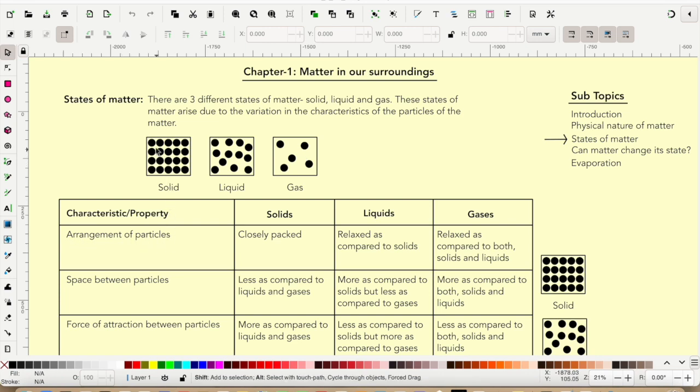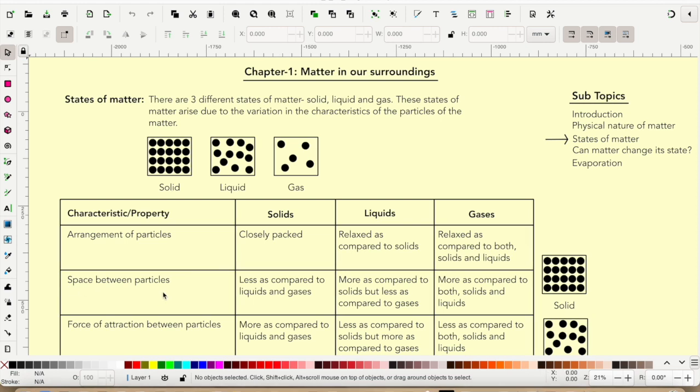You can see particles in solids are very close to each other, whereas particles in gases are far apart. Second property is space between particles. You can see space between particles in solid is very less as compared to space between particles of gas. Third property is force of attraction between particles. Particles of solid are very close to each other, so their force of attraction is more as compared to particles of gas in which particles are far apart.